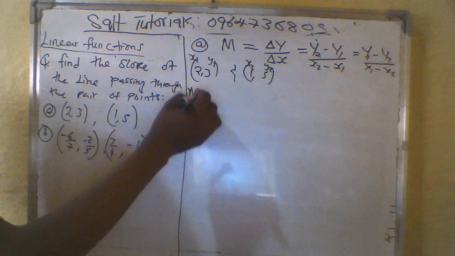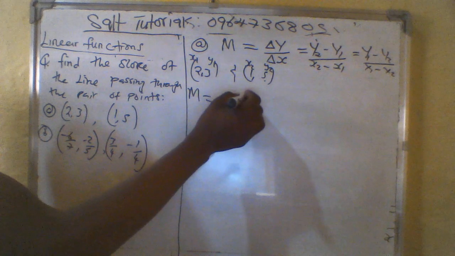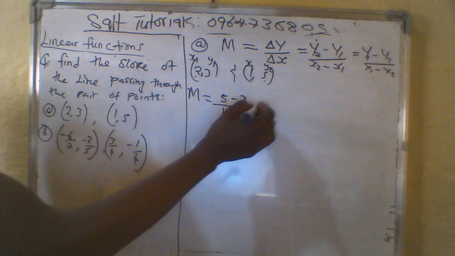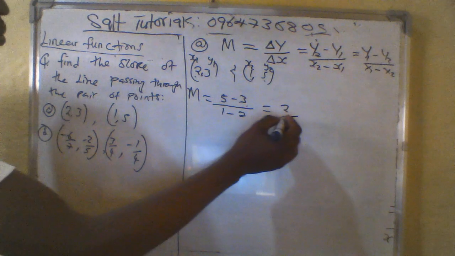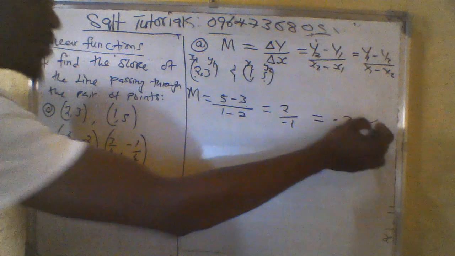So that you can have your gradient equal to y2 minus y1 over x2 minus x1. This will be 5 minus 3 over 1 minus 2, which is 2 over -1. So the gradient becomes -2. As simple as that.